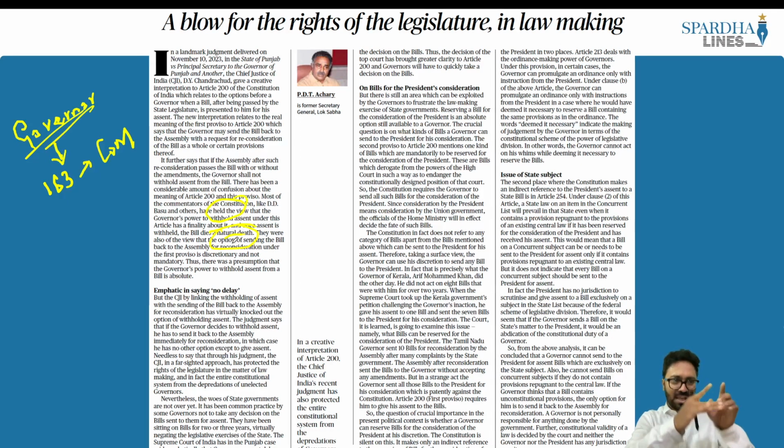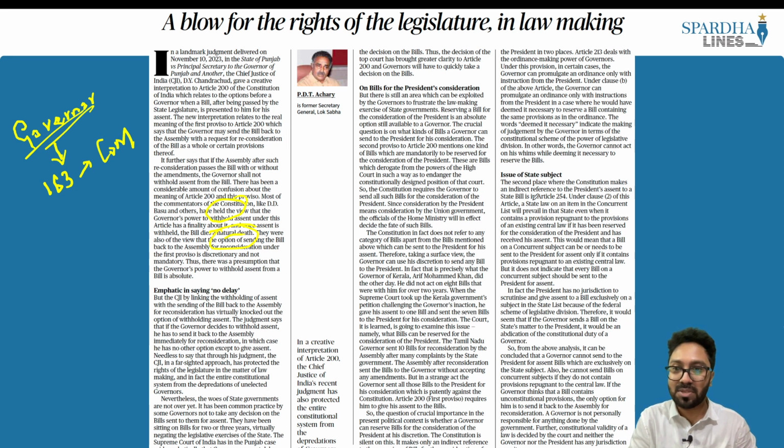if a bill is given for assent, they have to sign it as soon as possible, and only those bills which are going to change the character of the High Courts will have to be referred to the president, and in the rest of the cases it need not be referred to the president, says the Supreme Court of India.